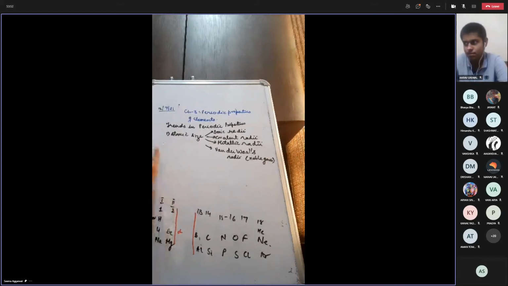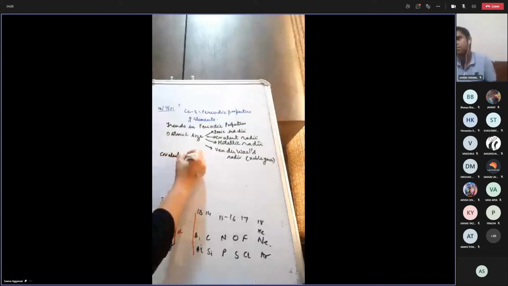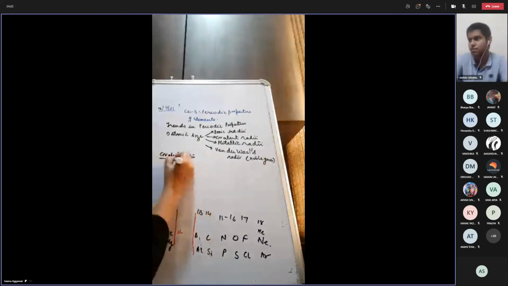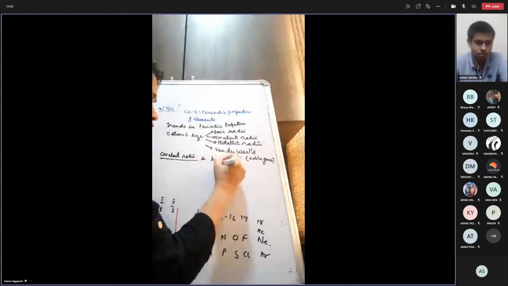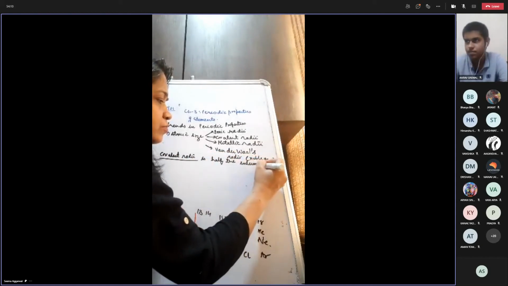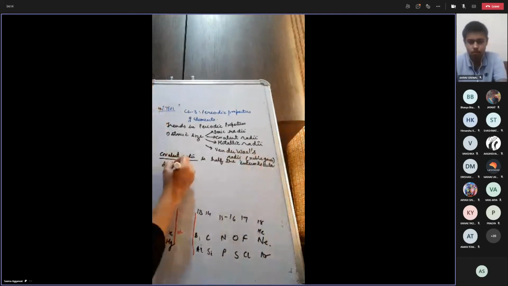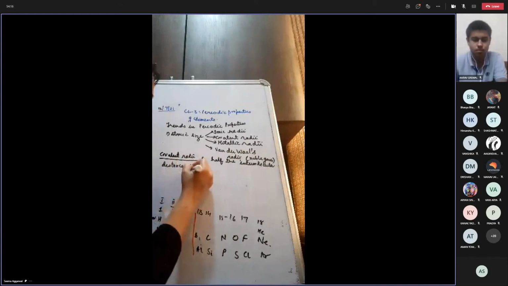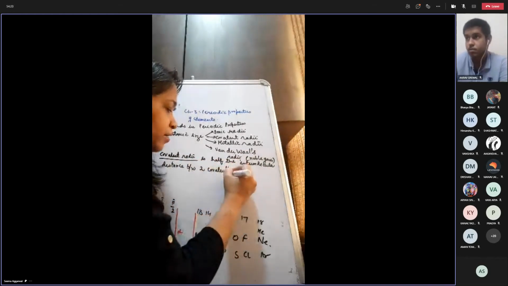Now in general, I am telling you each and every radii one by one. First, I am taking up the case of covalent radii. Now, covalent radii is the intermolecular distance between two covalently bonded atoms.